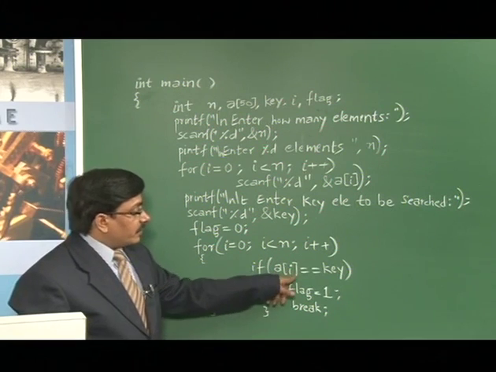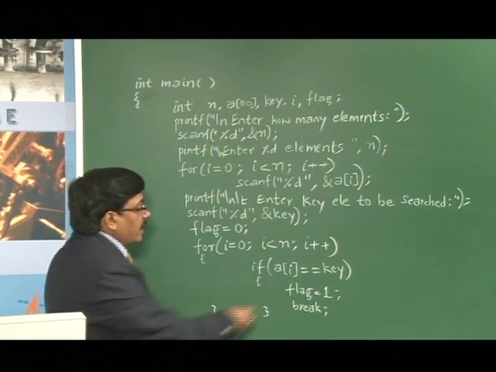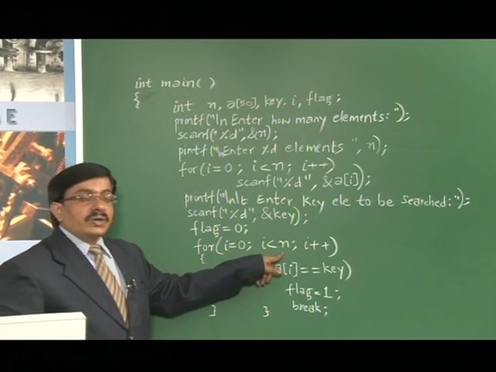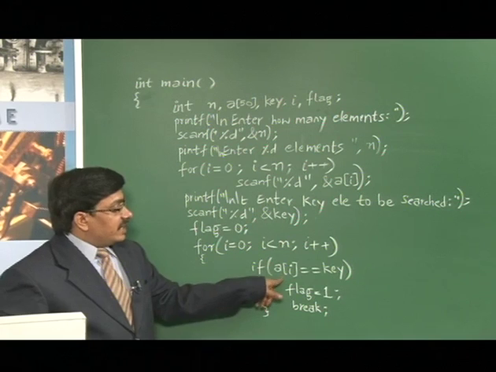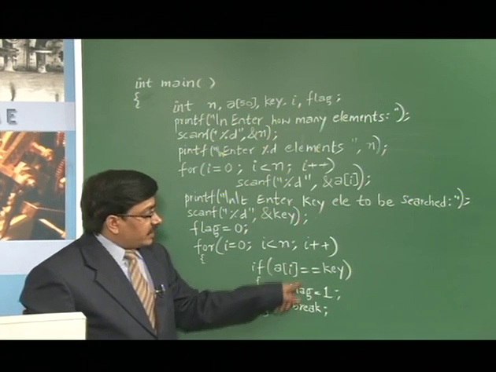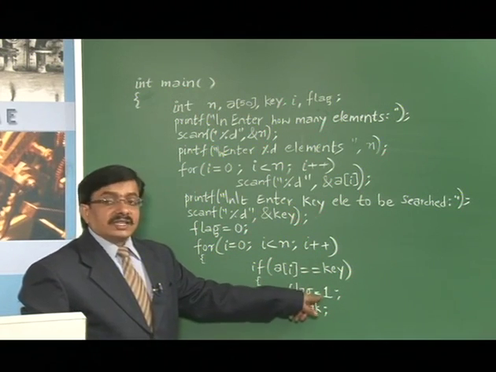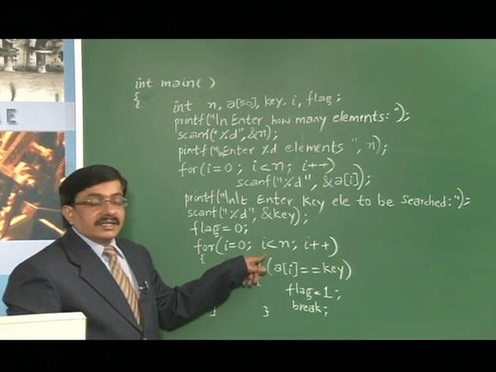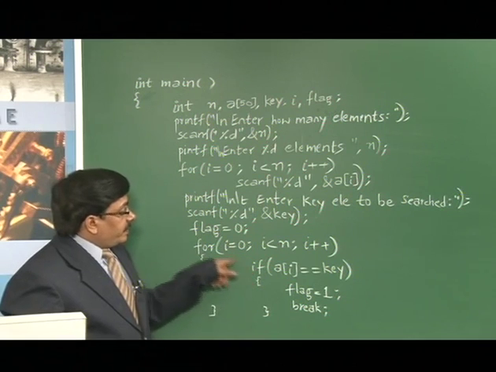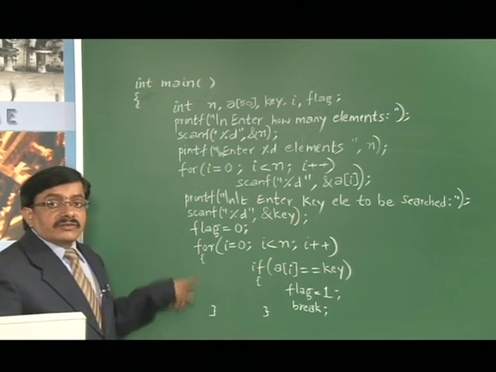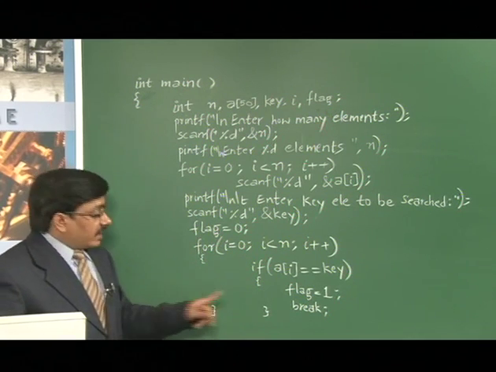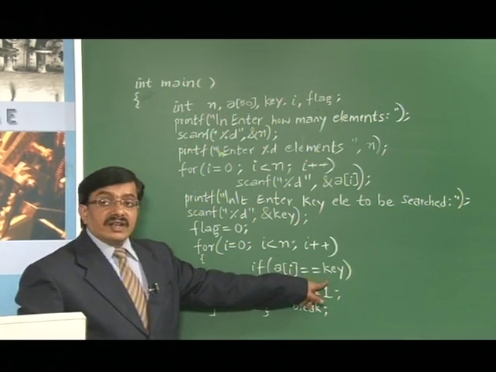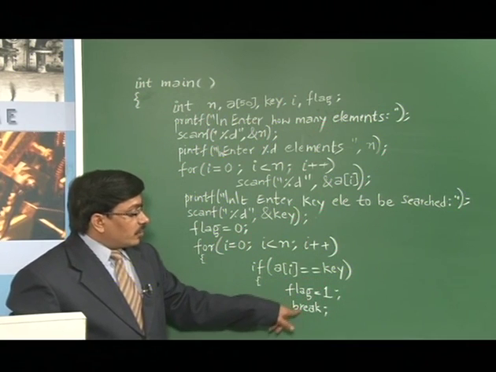If it is not equal to key, then I go for the next iteration of the loop and i plus plus, i becomes 1, and I check the condition 1 less than n. If it is true, again I will check the condition if a of 1 is equal to key, and if it is equal, then I set flag is equal to 1. Otherwise, again I go for the next iteration and i is incremented. This process will continue and it will come out of the loop. Here we will come out of the for loop in only two situations. Either when the key is found satisfying the condition a of i is equal to key, whenever the key is found, we set flag is equal to 1 and break.